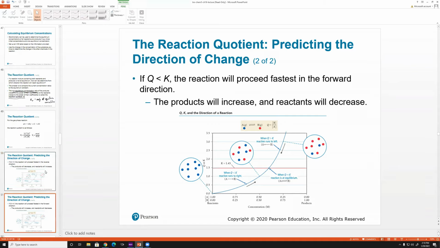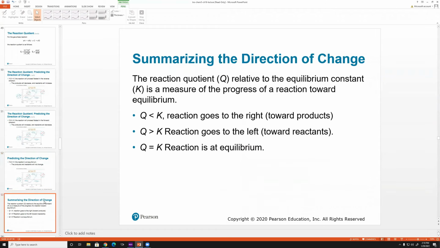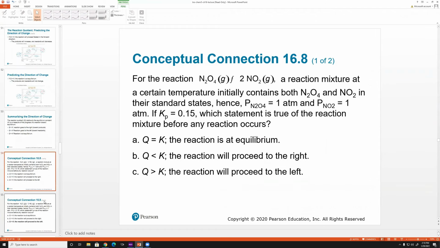On the other hand, if Q is less than K, that means Q is more heavily towards the reactants. This is true for the beginning of most reactions: when you have mostly reactants, the reaction is going to travel to some extent in the direction of the products. Even if it's not a lot, it will initially go towards the products. Otherwise, you won't have a reaction at all. So if Q is less than K, K is larger, meaning the reaction will proceed in the forward direction faster. And if they're equal, it's at equilibrium. So here's a summary of those ideas.